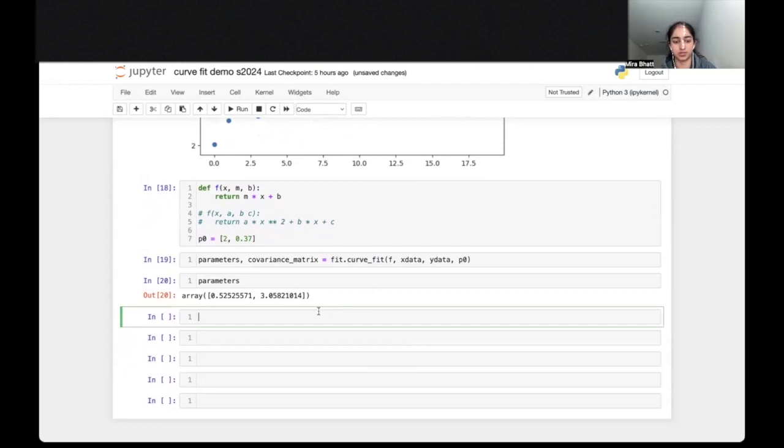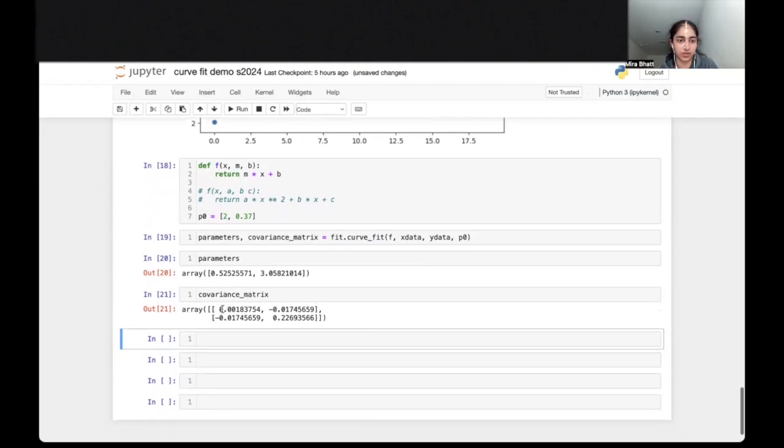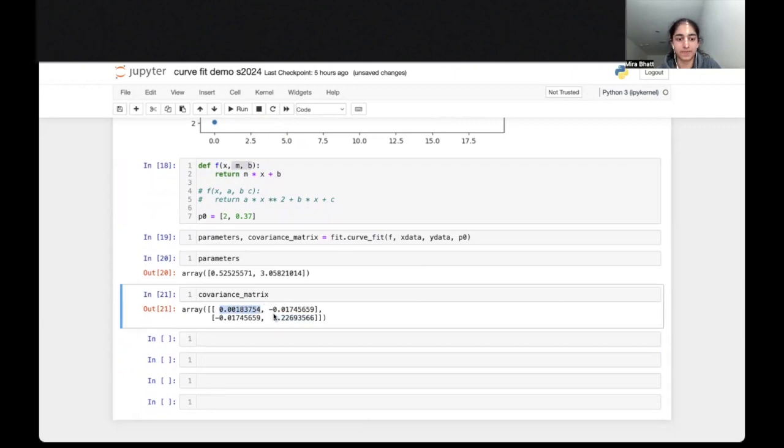Let's look at our covariance matrix next. And this one is a little bit more interesting because it's a 2D matrix. And the squared errors for each of our parameters are along the diagonal. So there's one here, and then there's one here. And these are also in the same order as the order we fed them into the model equation. So the first squared error is going to be for m, and the second one will be for b. So this is the squared error for m, and this is the squared error for b.